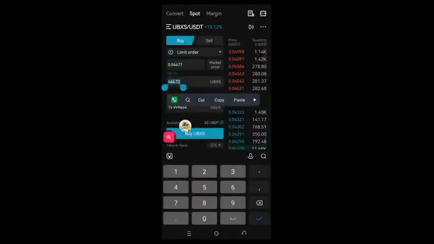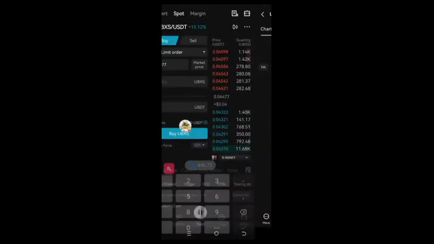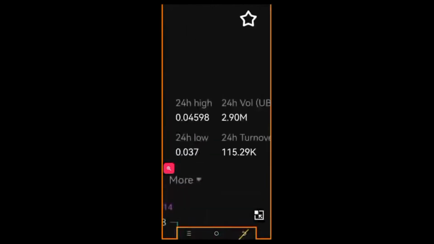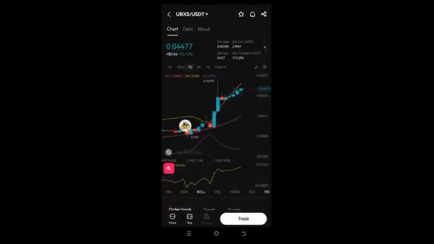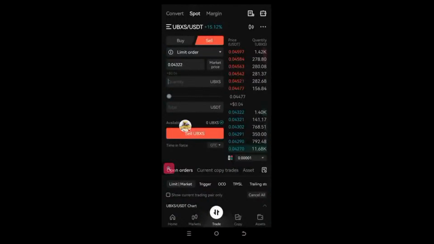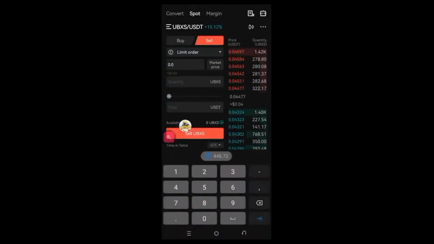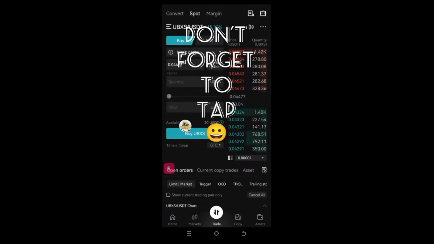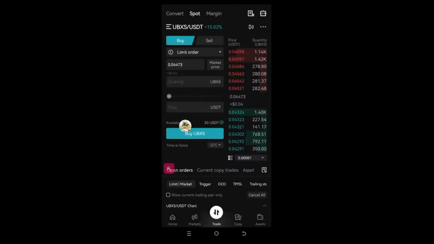Okay, let's copy that, and then let's see the highest it went to in the past 24 hours. It went to 4598. Let's see what that will give us. Let's paste that in there. Okay, I love the look of that. Would it go beyond that? I think it would. Let's just pick this up. Don't forget to tap.